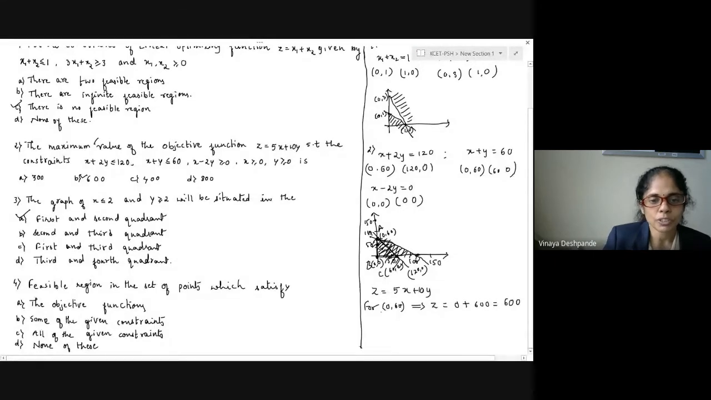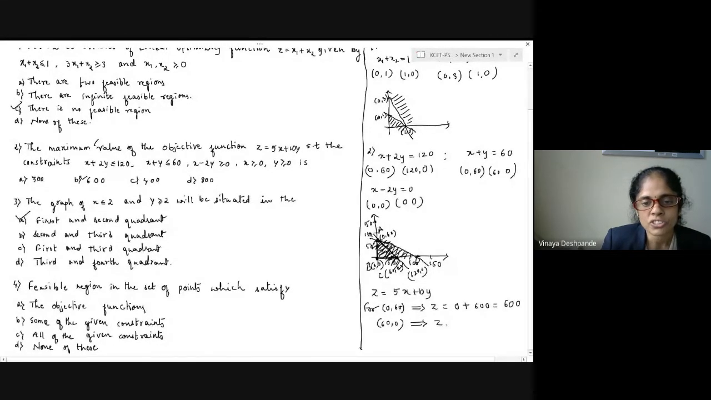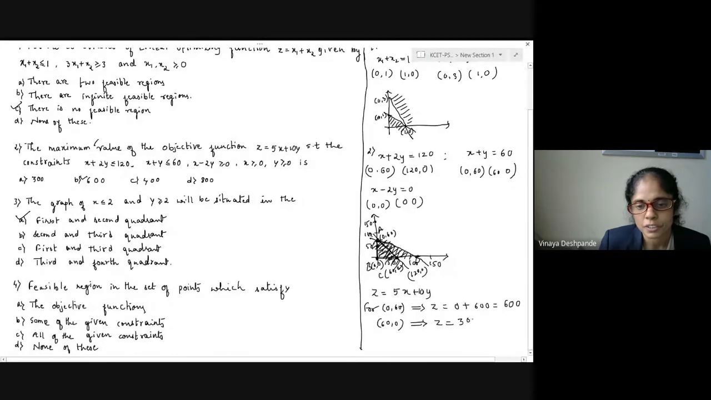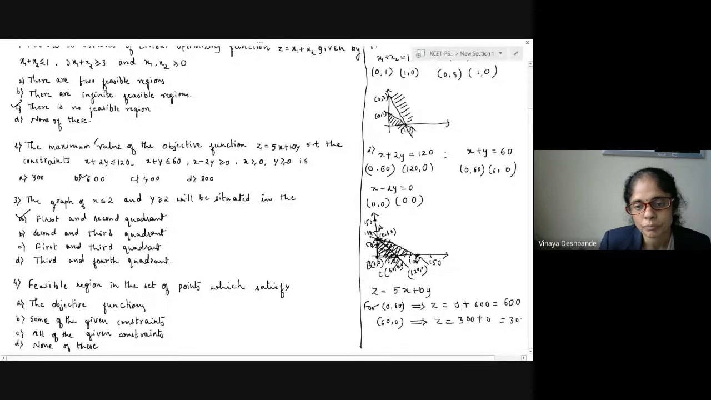And similarly for 60 and 0, what we get here? Put x as 60, this is 300 plus 0. So 300. Which is maximum of these? Obviously 600. So our answer is option B. Correct. Next.